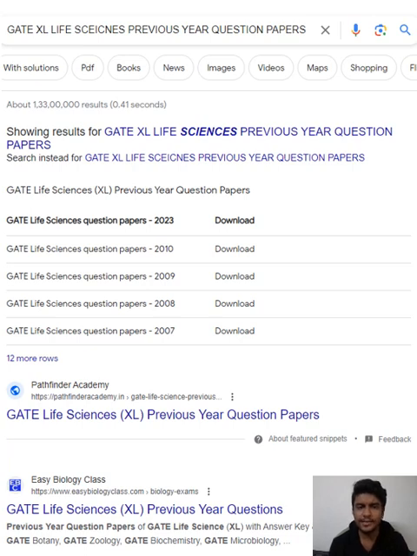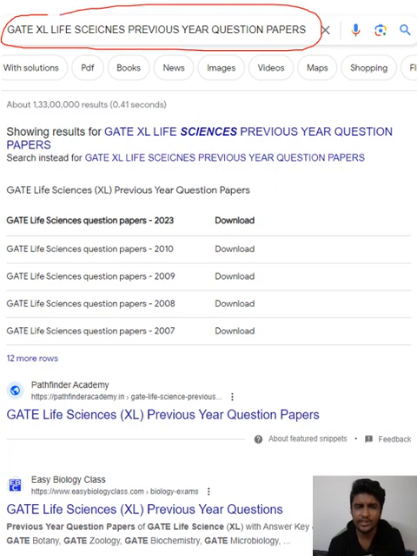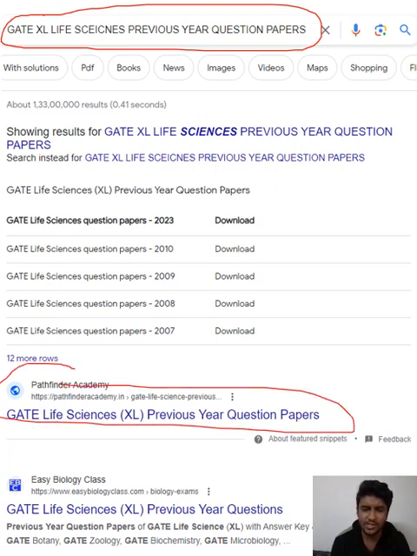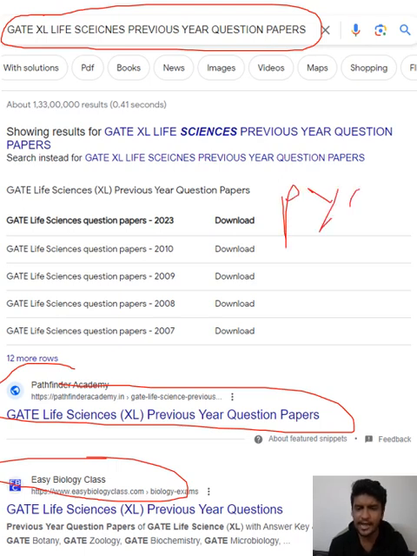So what is the main thing that you need to remember? Just type GATE Excel Life Sciences previous year question papers. Once you type these, you will get a number of question papers, and there are so many different sites where you can see previous year questions. Solving PYQs can help you get more acquainted with the types of topics and the most repeated questions, so that you can easily choose those topics. That is why previous year questions are very important.